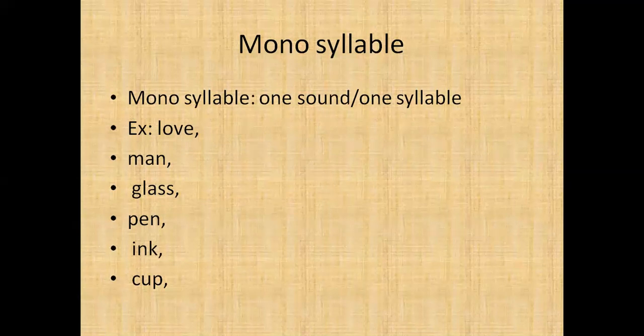I'll repeat once again, my dear students. A monosyllable is a word which has a single sound. Single sound, I understand, right? Suppose man, single sound. You understand? Laptop, how many sounds are there? There are two: lap, top. How many sounds are there? Two sounds. Lap, top.